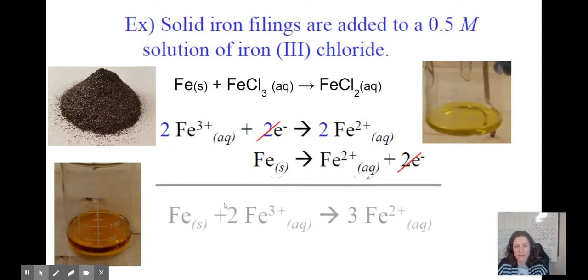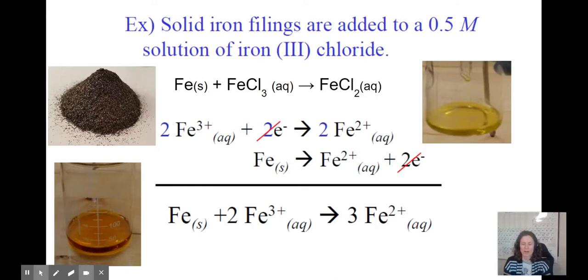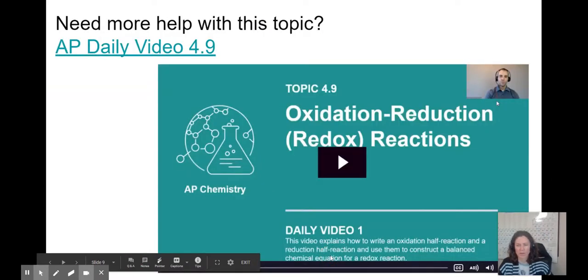So if you add everything up for your balanced chemical equation, I have no idea why I switched the order on these. We have 2 iron 3 ions, we have an iron solid, and we're making 2 + 1, 3 iron 2 ions. Okay, so another example of how you can use those half reactions to write the overall balanced equation, because this is not quite showing the full picture. You can tell it's not balanced just by looking at your chlorines here. Okay, so just to review redox reactions, you can look at the AP Daily video 4.9.